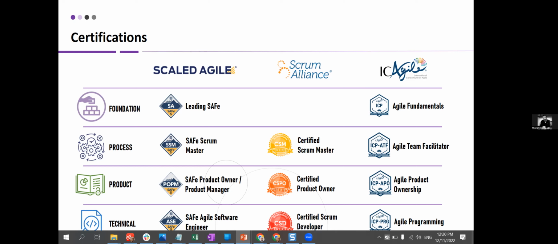So maybe if we can talk a little bit about how long some of these would take, that might be helpful for the audience. Yeah, absolutely. So in terms of most of these classes, they're between 2 to 3 days.